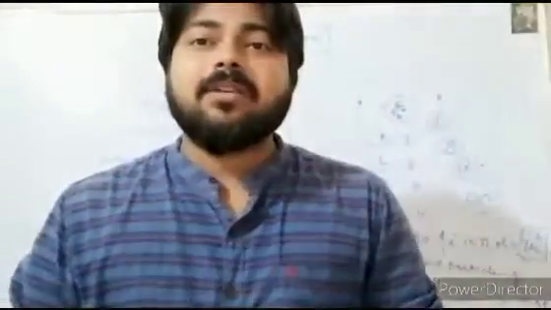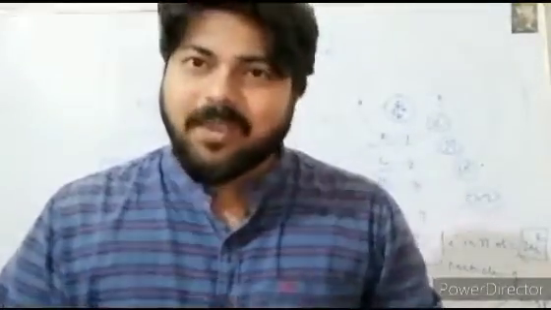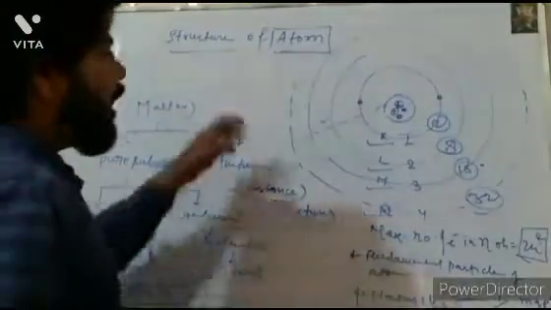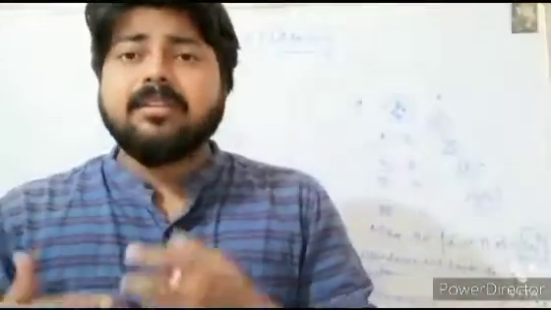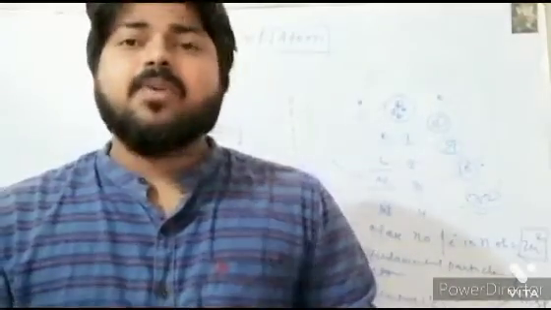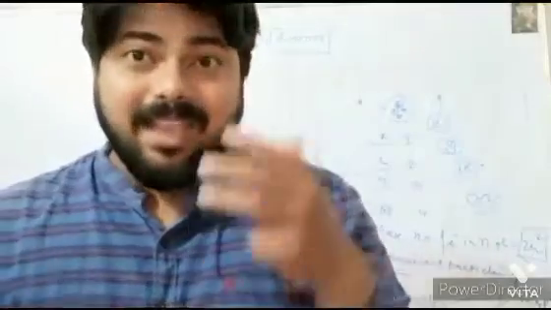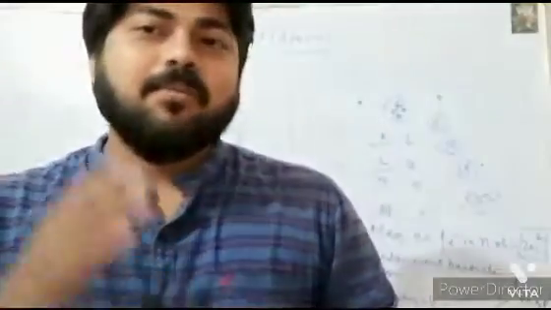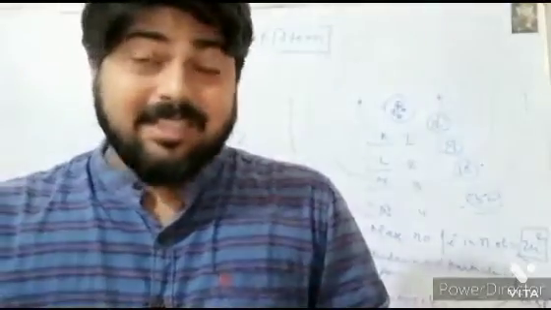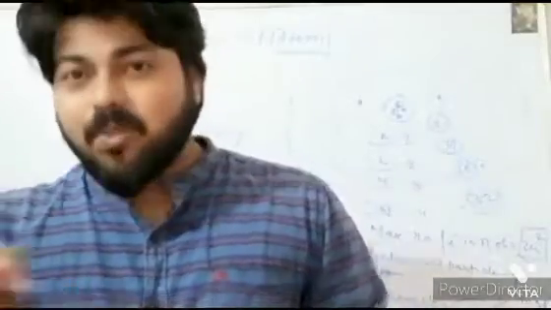Now let us figure out the structure of the atom as introduced by different scientists. The ancient Indian philosophers thought that the atom is the smallest unit of matter and cannot be further subdivided. But in today's time, we know that the atom has fundamental particles like electrons, protons, and neutrons. The protons and neutrons can also be subdivided into quarks.